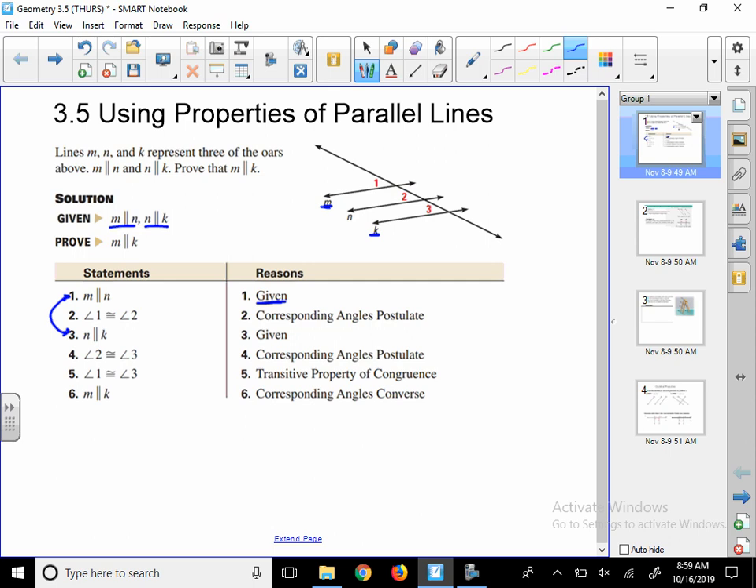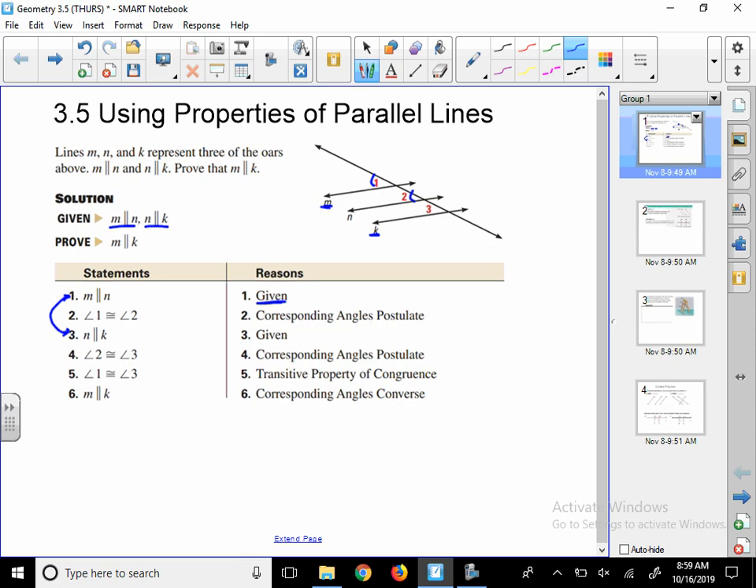Either way, we know that angle 1 and angle 2 are congruent. Okay? Because lines M and N are parallel, we know angles 1 right here and angle 2 right here are congruent because they are corresponding angles. Okay? They're on the same side of the transversal, and they are both above those parallel lines. So that is our corresponding angles postulate that we talked about earlier this week.